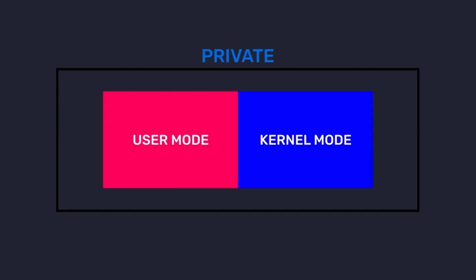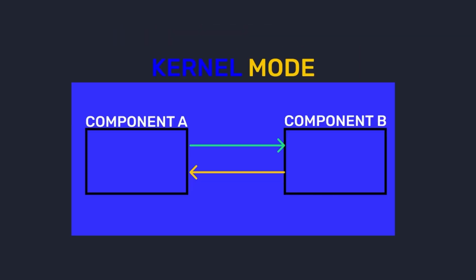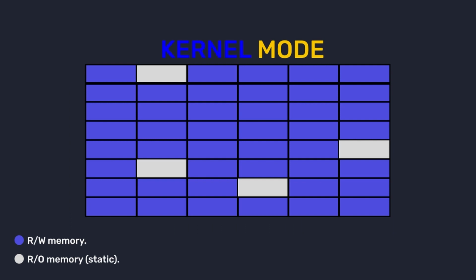The virtual address space of each process is private, meaning that process A cannot access the virtual address space of process B and vice versa. However, this is not the case in kernel mode. All operating system components and drivers running in kernel mode share the same virtual address space. This is why a lot of static data, or data which should not change, is marked as read-only, to prevent accidental overwriting.